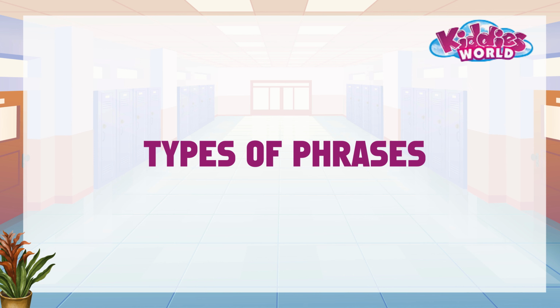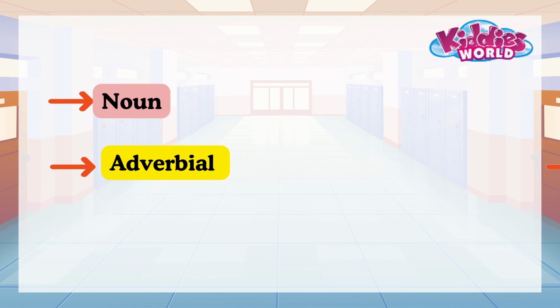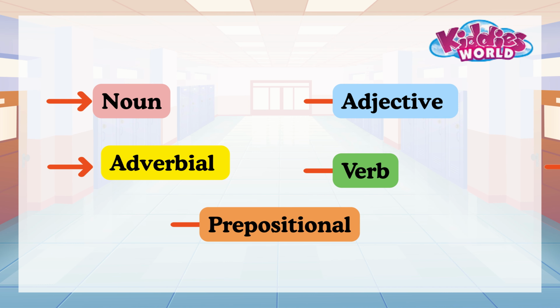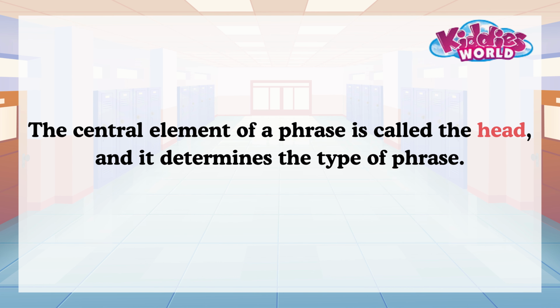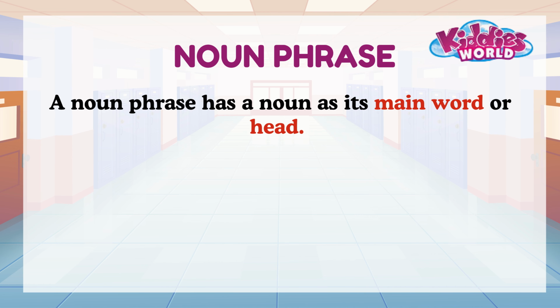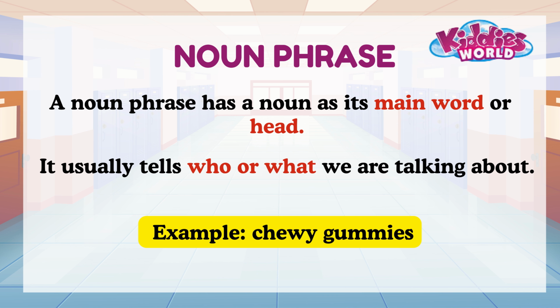There are 5 types of phrases: noun phrase, adverbial phrase, adjective phrase, verb phrase, prepositional phrase. The central element of a phrase is called the head, and it determines the type of phrase. Noun phrase. A noun phrase has a noun as its main word or head, and usually tells who or what we are talking about. Example: Chewy gummies.